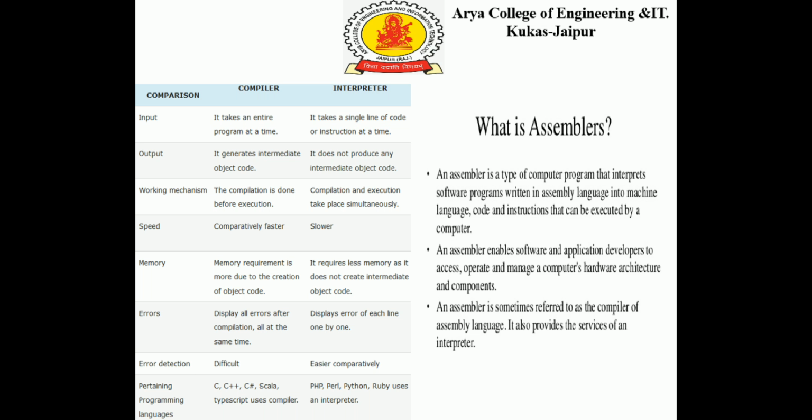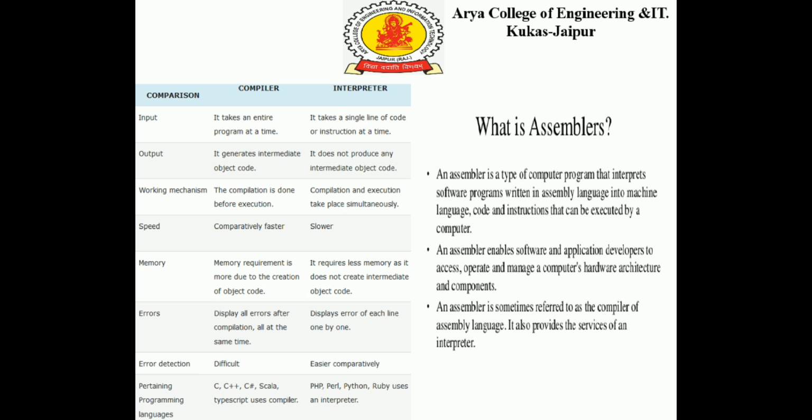As for errors displayed, the compiler shows all errors after compilation at the same time, whereas the interpreter shows errors line by line, one at a time. Error detection is difficult in the compiler, and easier in the interpreter. Pertaining to programming languages, C and C++ use a compiler, whereas Python, Java and others are interpreted languages also.